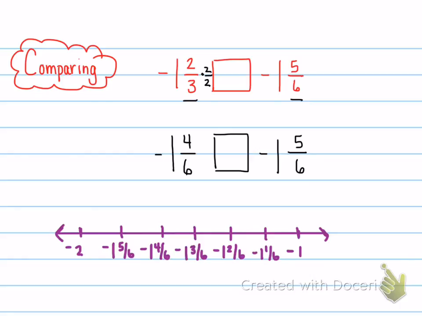So if I'm plotting them, negative 1 and 4/6 is here, and negative 1 and 5/6 is there. And I know that numbers further to the right on a number line are bigger, so I know that negative 1 and 4/6 is greater than negative 1 and 5/6. You're going to be able to do that with decimals as well.